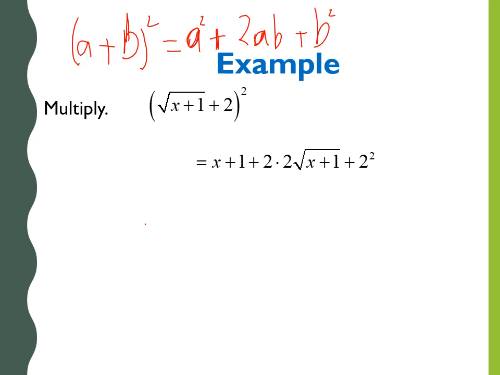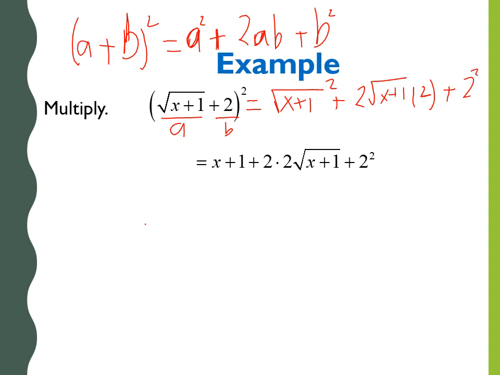So for this, in this case, our A term is the square root of x plus 1, and our B term is the 2. So now we're going to plug it into the rule. So when we plug it into the rule, we end up with the square root of x plus 1 squared plus 2 times the square root of x plus 1 times 2, that's my b, plus 2 squared. And so that's how we got to this point, or why we jumped straight to that point.